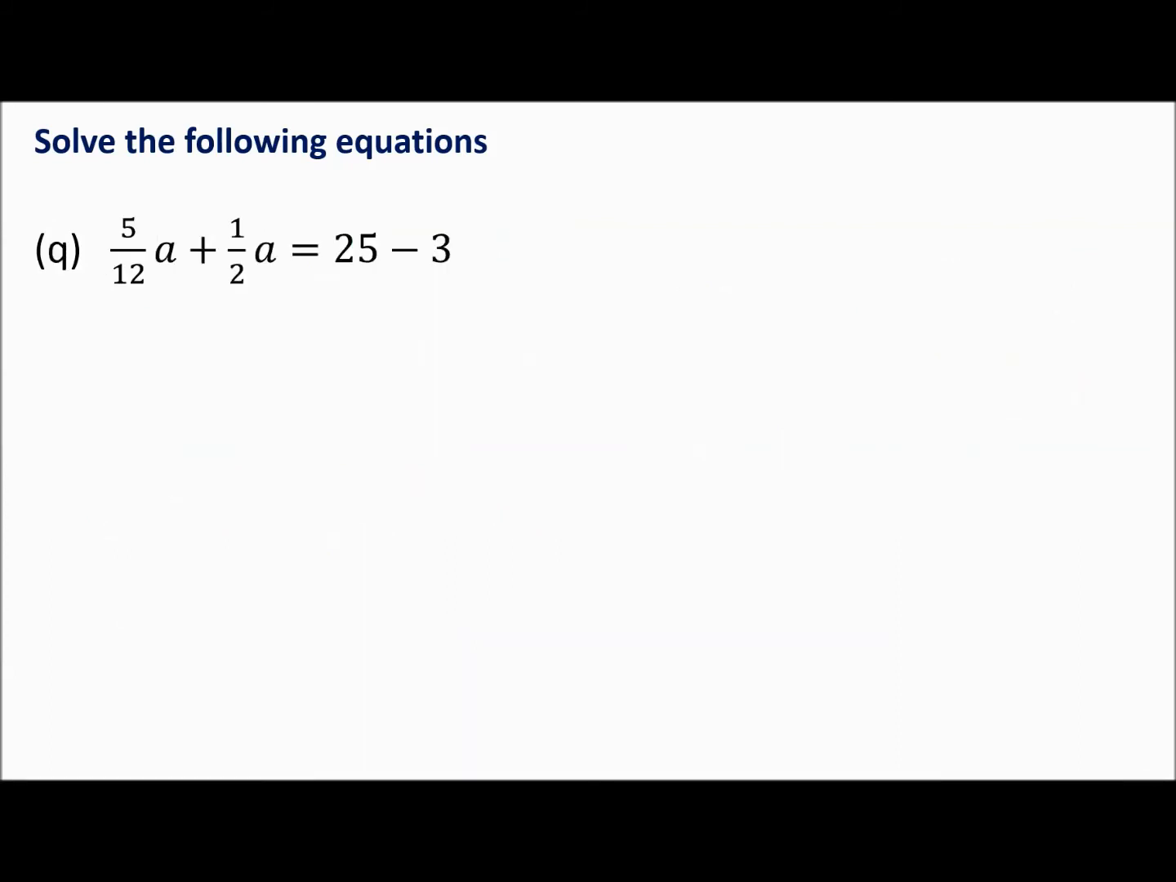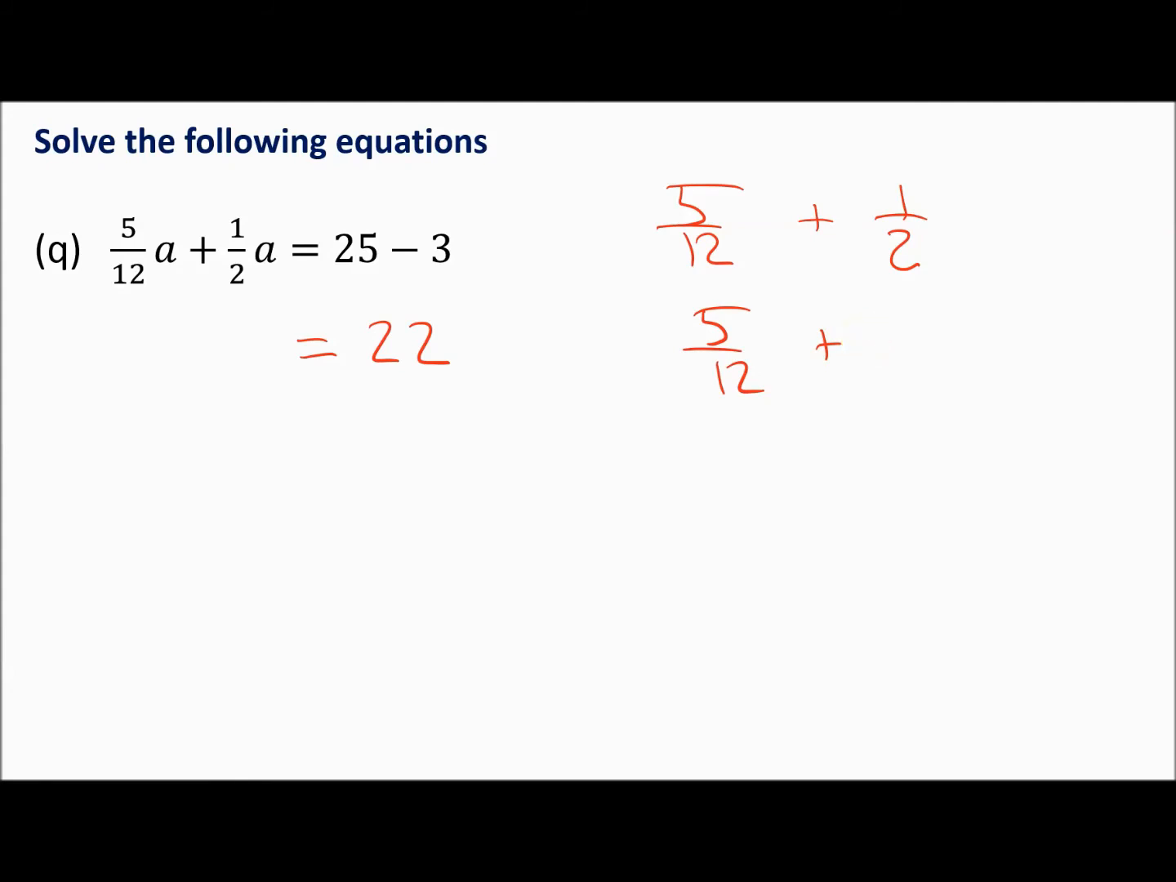Wow, now what do we do here? I got 5/12 A plus 1/2 A equals 25 minus 3. Now I do know on the right, 25 minus 3 is 22. On the left, these are like terms. They're both A's. So I need to add 5/12 plus 1/2. I'm going to do it over here on the side. Do they have a common denominator? Well, not right now, but 12 would work, wouldn't it?